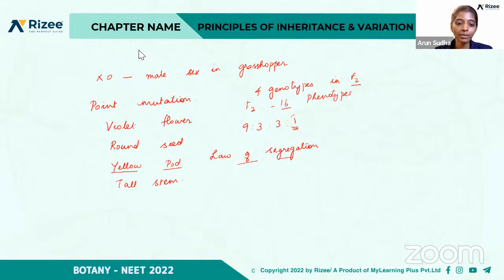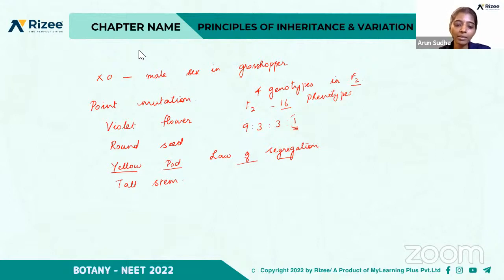Then the next question is: crossing of an organism with dominant phenotype to a recessive individual is called test cross, back cross, reciprocal cross, or dihybrid cross. Yes, it is a test cross.